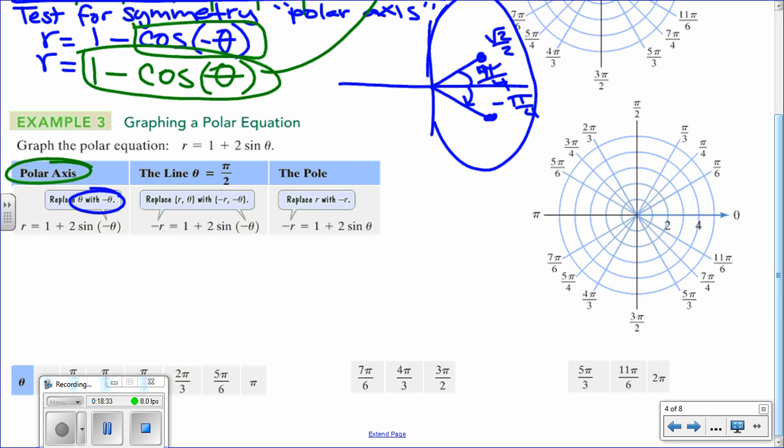So for the polar axis, replace theta with negative theta. Then we can't just do that like what we did with cosine, because sine is not even. It's the other one. What's the other one? Odd.